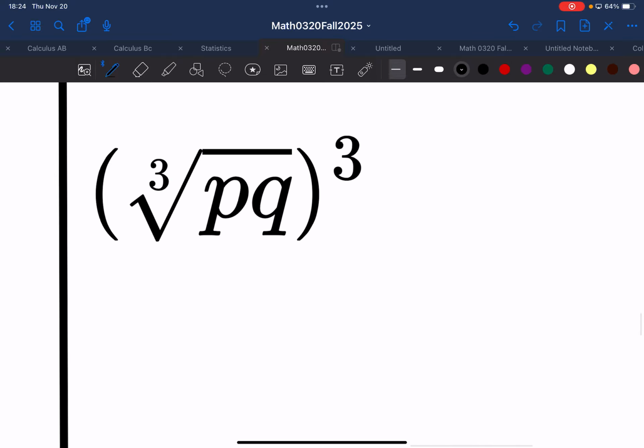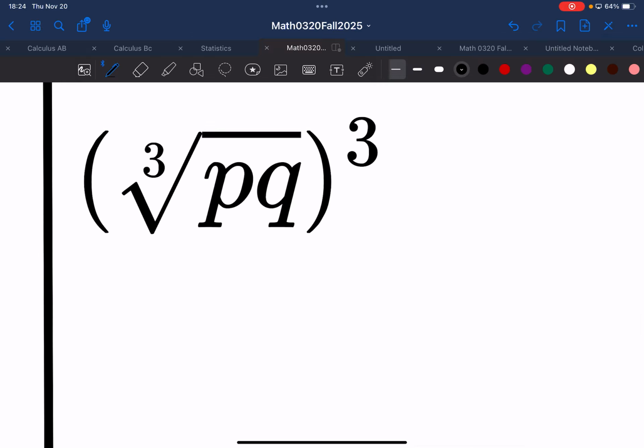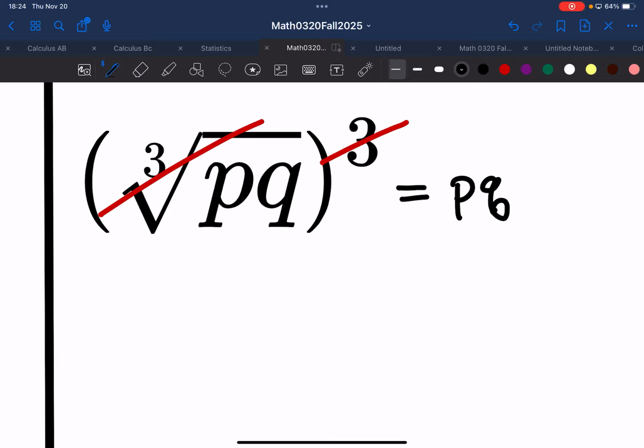Okay, so what would be the answer to this one? PQ, because we cancel out the cube and the cube root, and we're just left with what's inside, which is PQ.